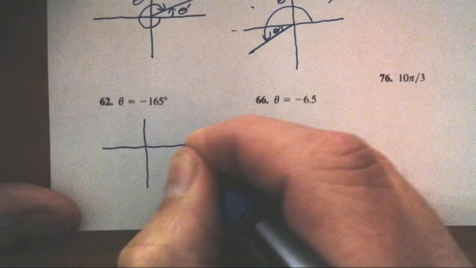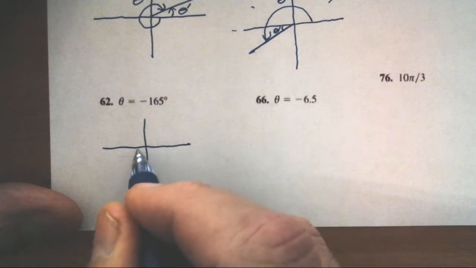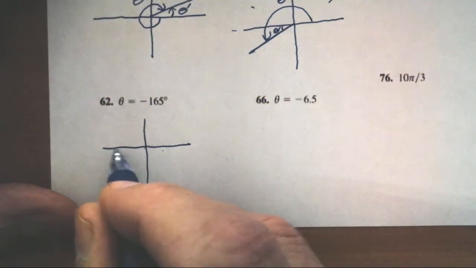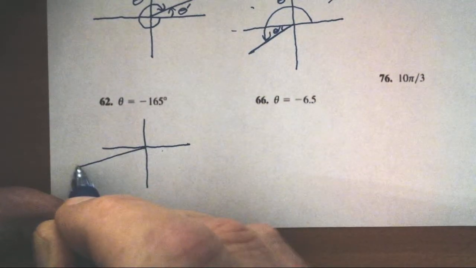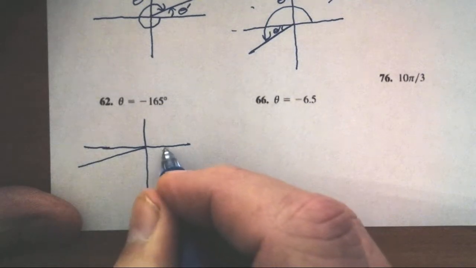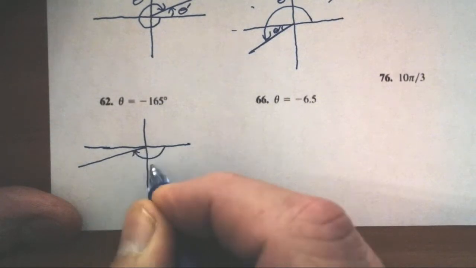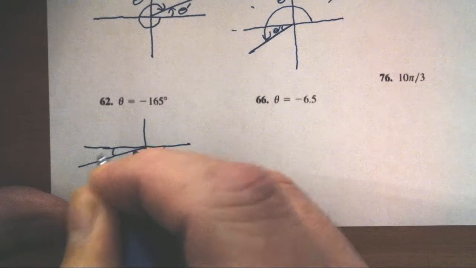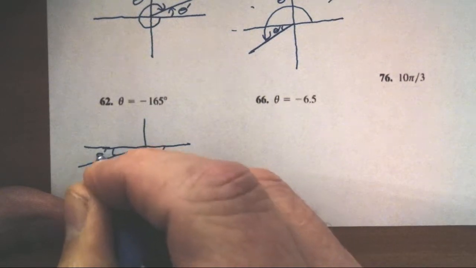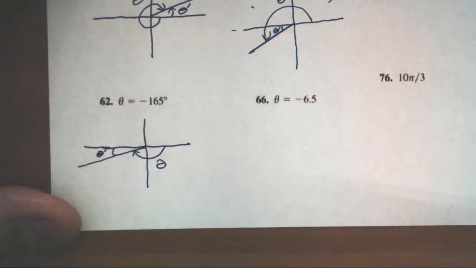-165. That is 15 degrees short of -180. Something like this. Here would be theta. In here is theta prime.